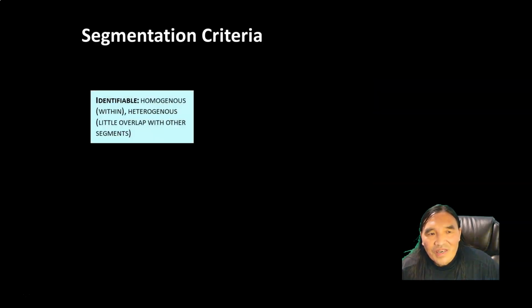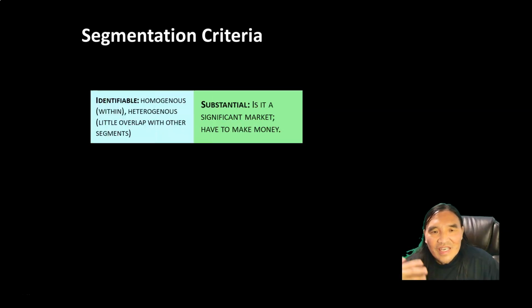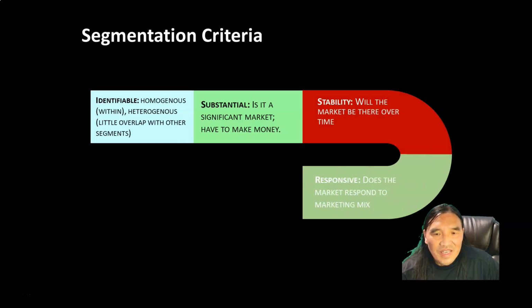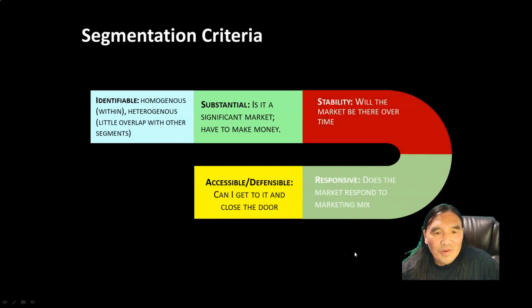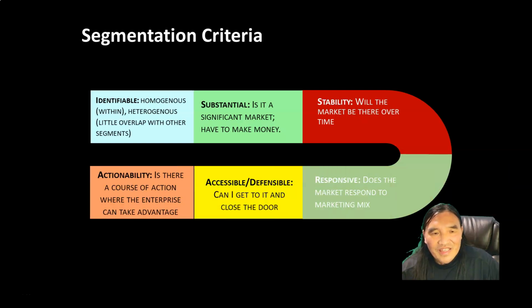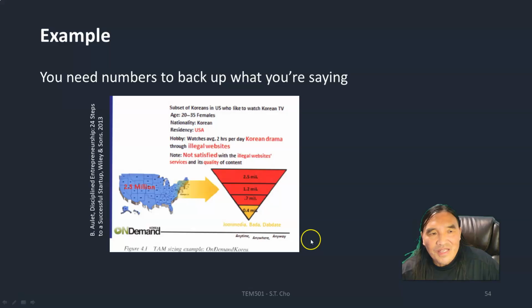Segmentation criteria. Is it identifiable, meaning homogeneous inside, meaning people all the same, and outside, people are very different? Is it substantial? Is it stable? Will it be responsive to what I do? Is it accessible for me but defensible once I get in there? And can I take actions where I can take advantage of that market? So when you look at a segment, you should be testing it according to these criteria.